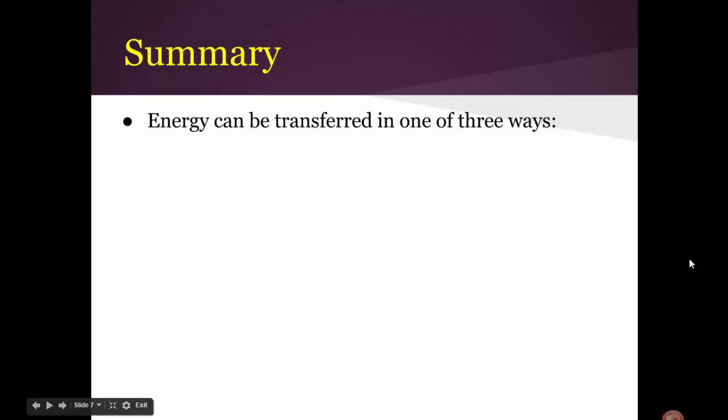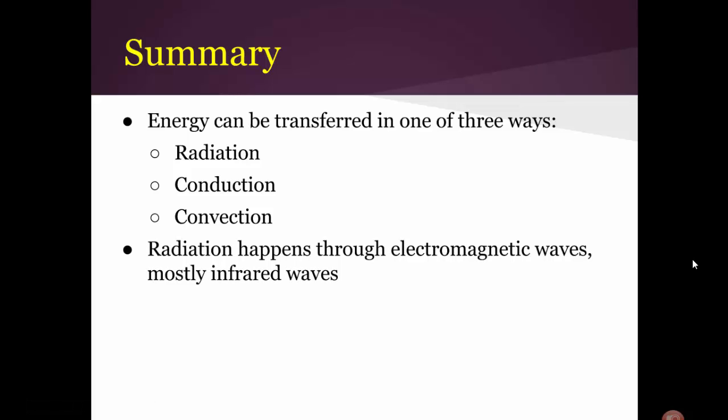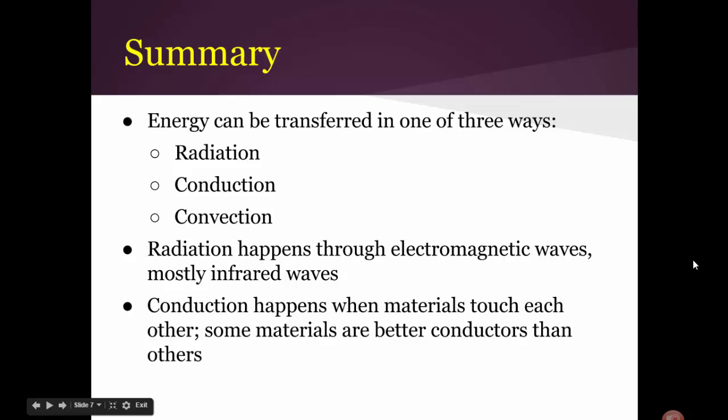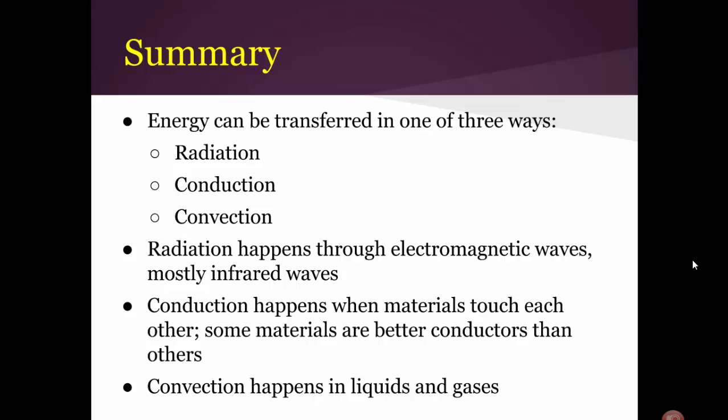So just to sum it up, the energy can be transferred by radiation, conduction, or convection methods. These are all heat transfer. Radiation happens through electromagnetic waves. Conduction happens when materials actually touch each other. And convection happens in liquids and gases, and that's where you get the swirling motion.